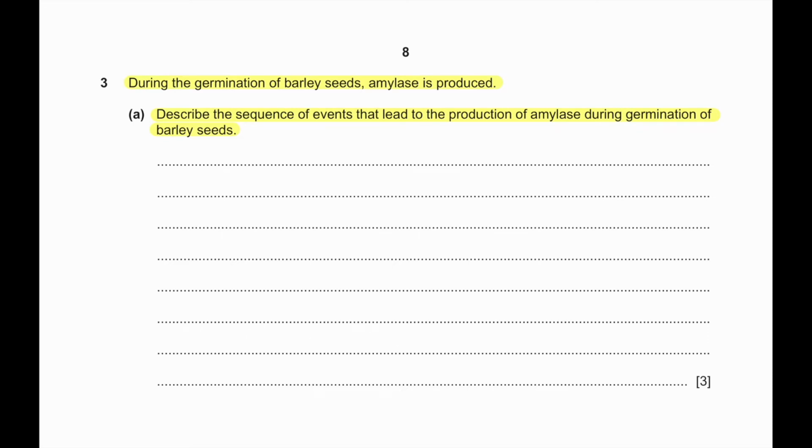Now, the DELLA protein was preventing the transcription factor PIF from binding to the amylase gene. So once the DELLA protein is gone, PIF can now bind to the amylase gene. The gene coding for amylase is then expressed, and the transcription of mRNA and the translation of the mRNA of amylase produces the enzyme amylase.